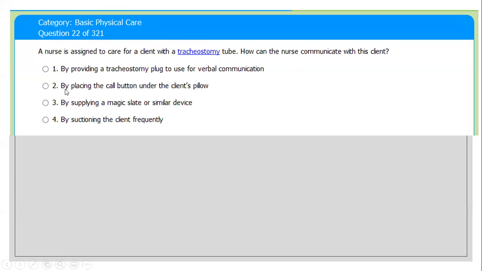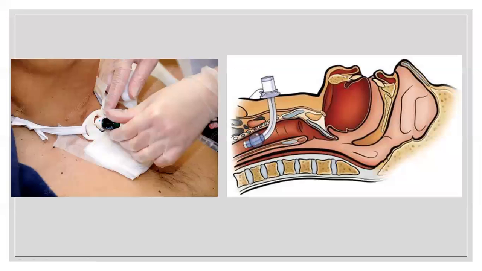Number 2, by placing the call button under the client. Number 3, by supplying a magic slate or similar device. Number 4, by suctioning the client frequently. Definitely we do not do this because of the chance of oxygen deprivation.